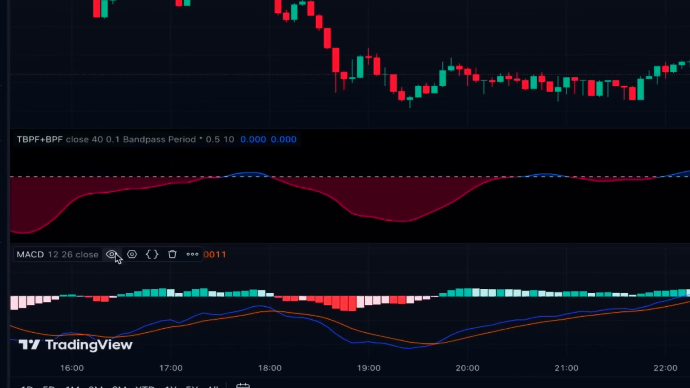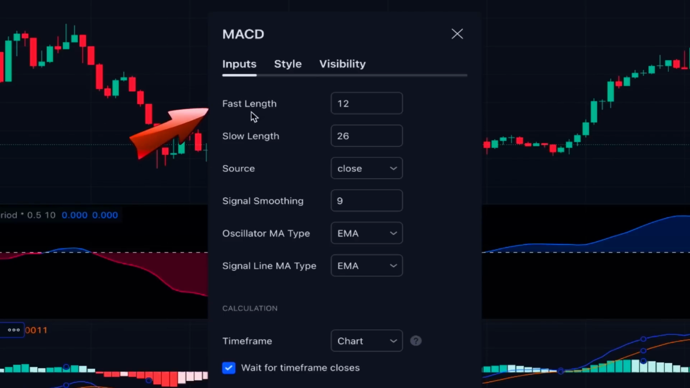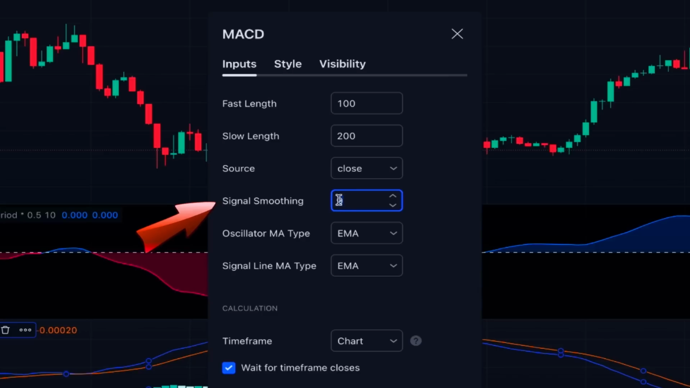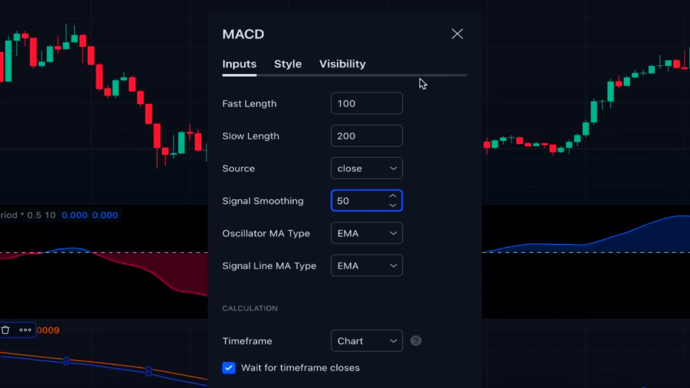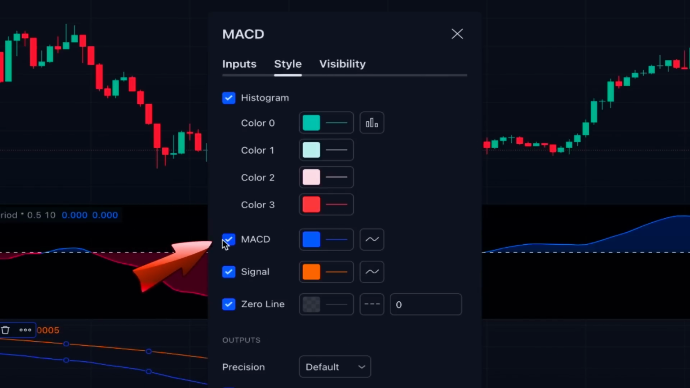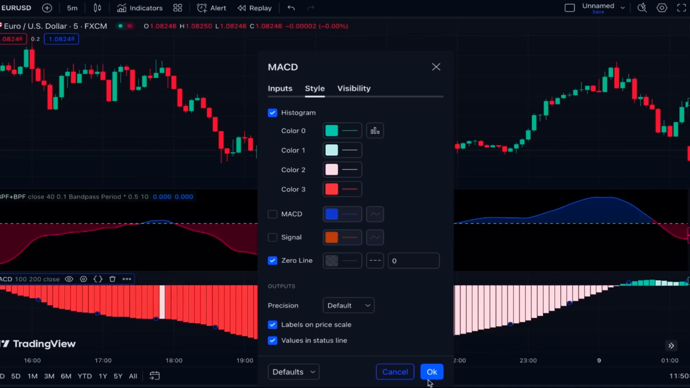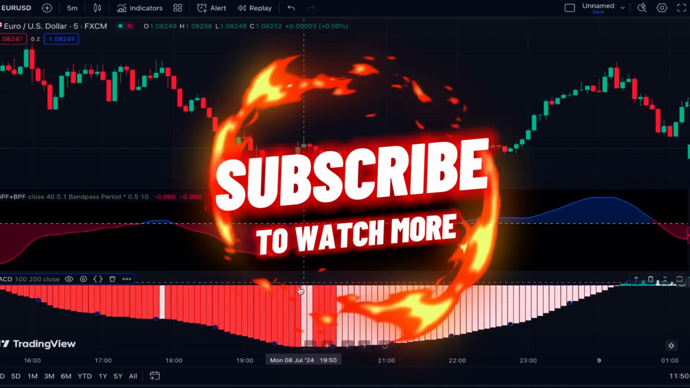So here we go to the settings of MACD, and here for the fast length we set it at 100. For the slow length, we set it at 200, and for signal smoothing, we set it at 50. And then here in the style tab, we remove the MACD line and signal line because we're going to use the histogram. And this is the way that we do it.